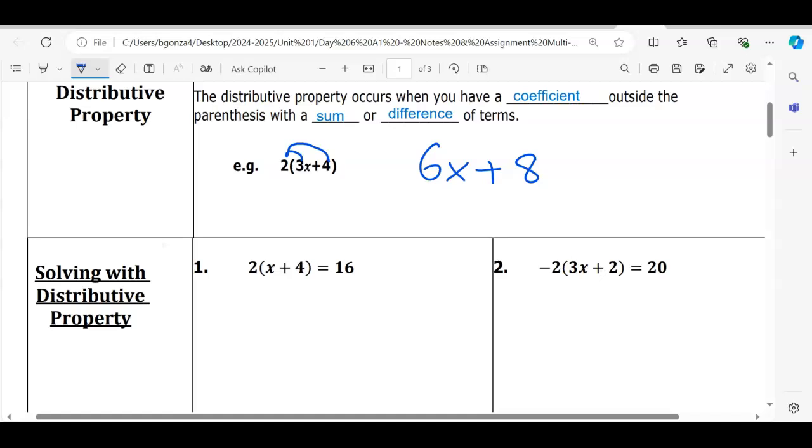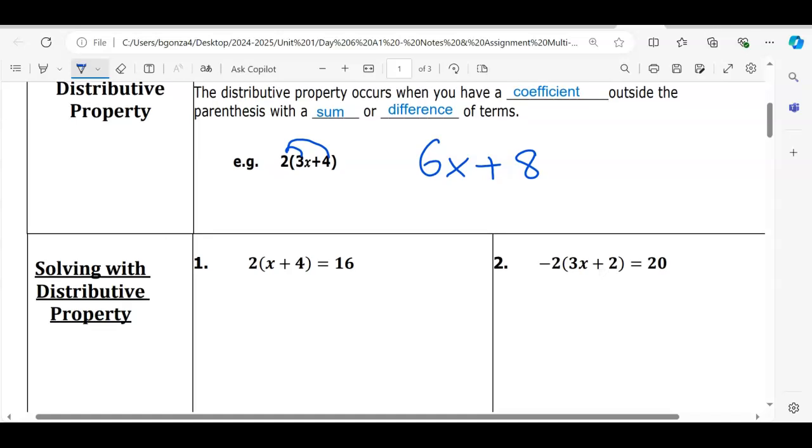But look right below this, number 1. Now we're going to start solving, and now you notice there's an equal sign here. Okay, well, let me tell you. If you see a number in front of a parentheses, your first step is going to be to distribute into the parentheses like we just did. So let's go ahead and do that as our first step. Number 1, 2 times x, 2 times 4.